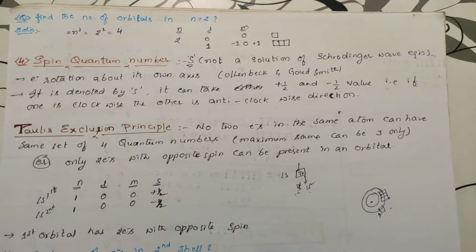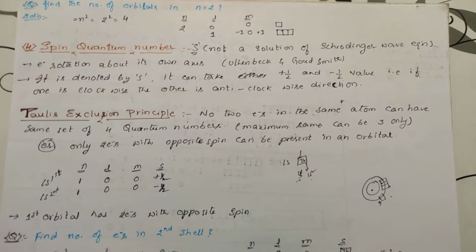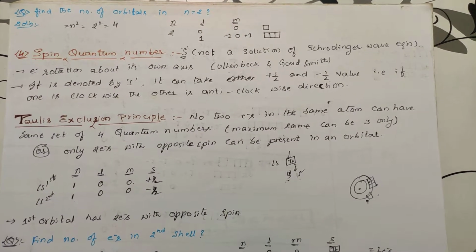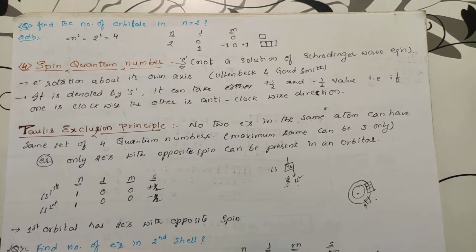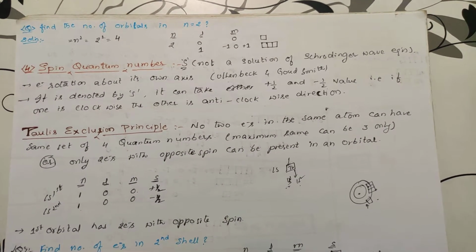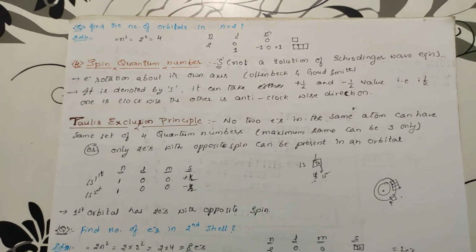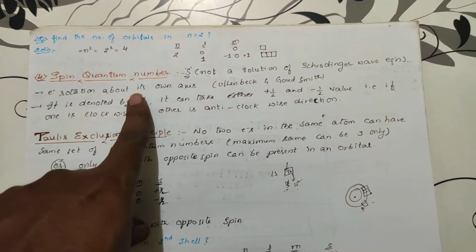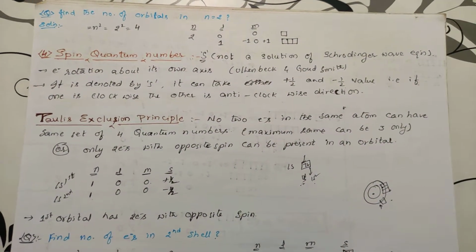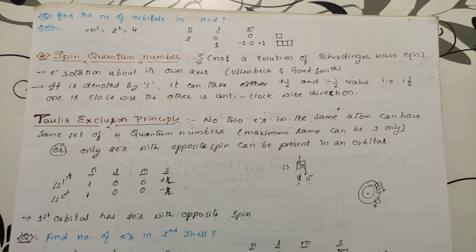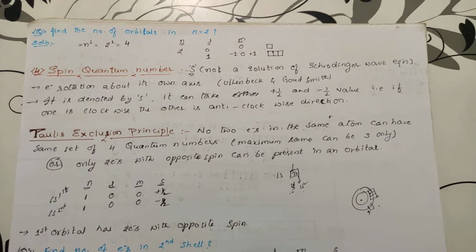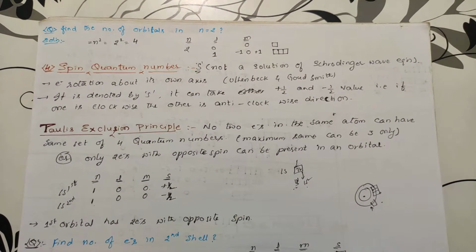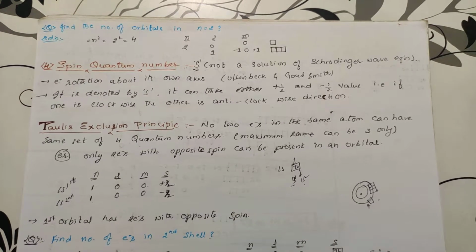Next, the other quantum number is the spin quantum number. The spin quantum number is indicated with the symbol s, and you know that the Schrodinger wave equation gives information only regarding 3 quantum numbers, but not the fourth. That quantum number which has not been given by Schrodinger is the spin quantum number, right? Spin quantum number gives the rotation of an electron about its own axis, and it was proposed by Uhlenbeck and Goudsmit.